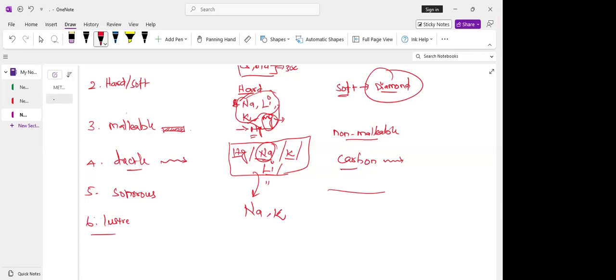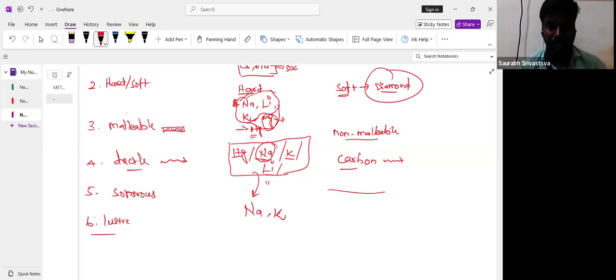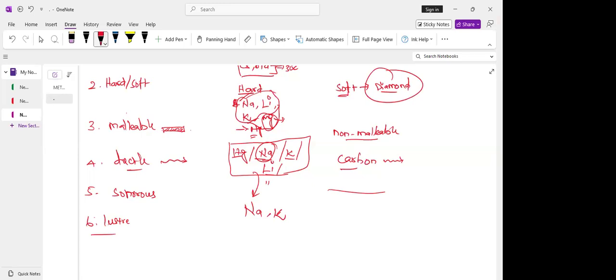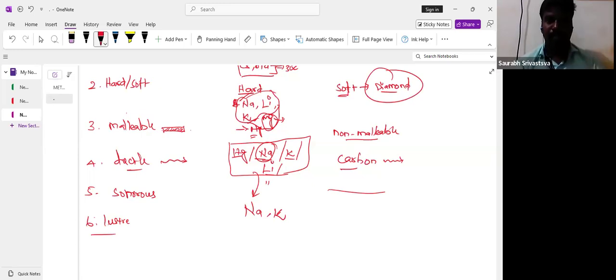Right, write at least 2-3 words in the definition line for each term, like luster, sonorous, and all.